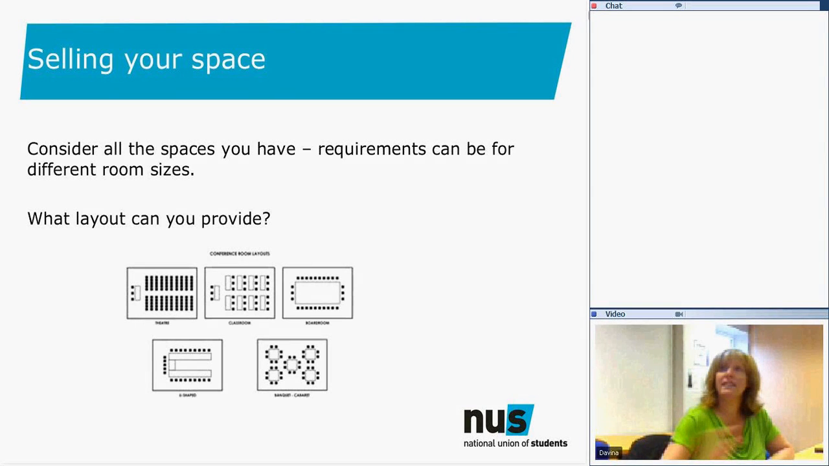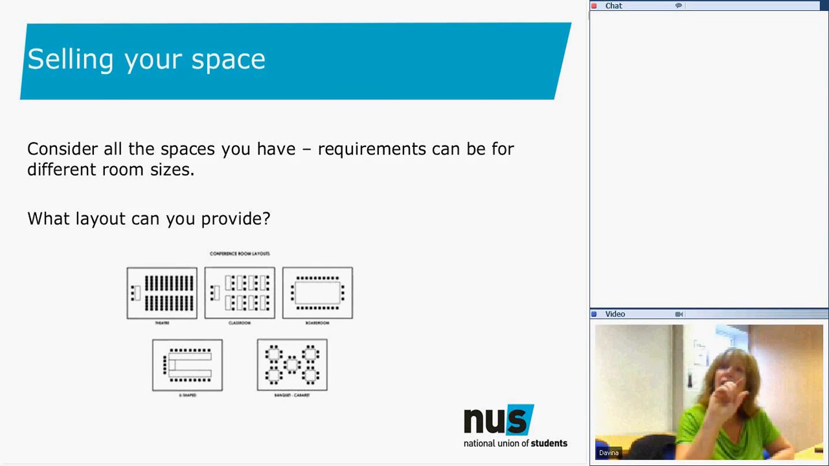The first thing we're going to talk about is selling your space. You really need to consider all the different spaces that you've got within your students' union. We can have requirements for lots of different room sizes. And you see on the diagram on the slide there that I've actually put some of the most common ones.